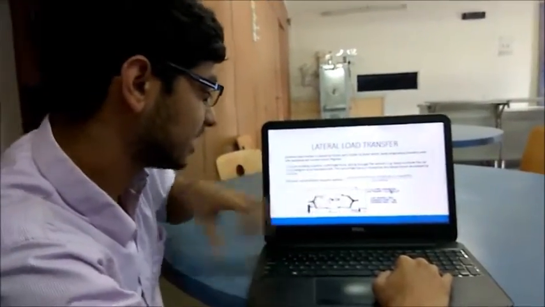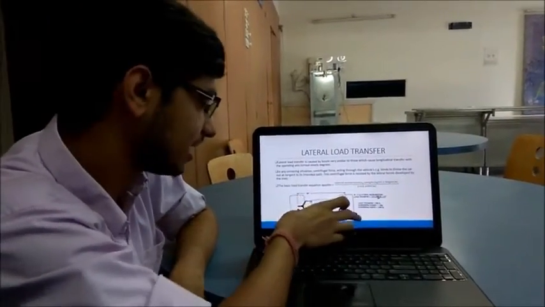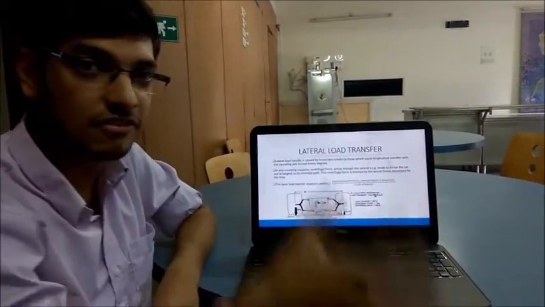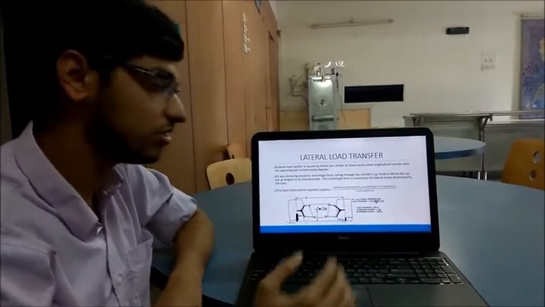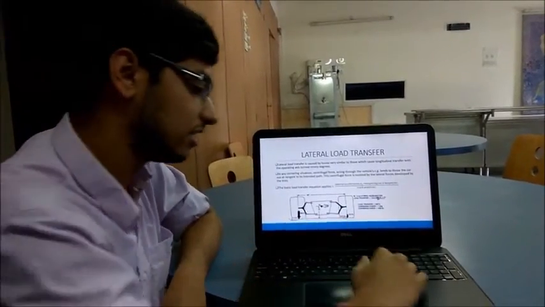So this is for the race car. You can see the CG is 13 inch and the track width is 60 inch, which means the CG is very low and the ratio is also low. So you can keep the load transfer down.